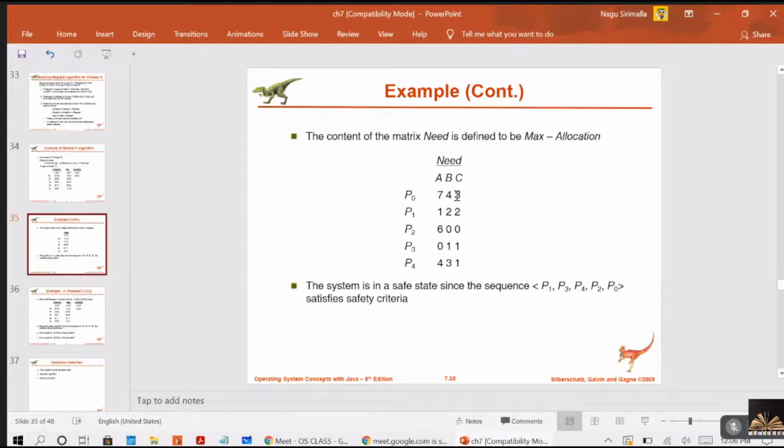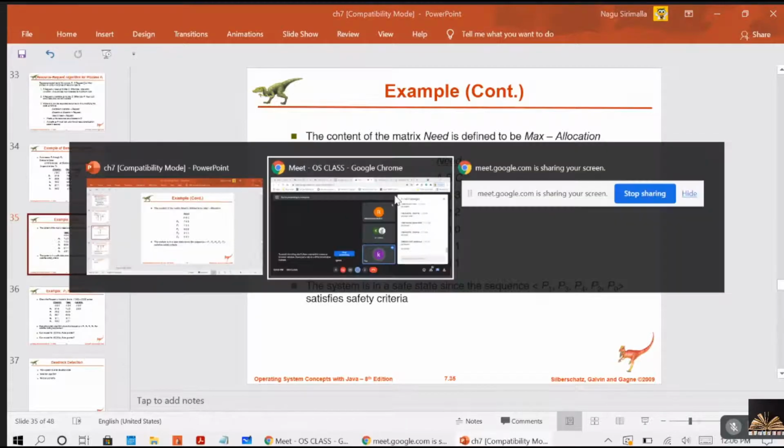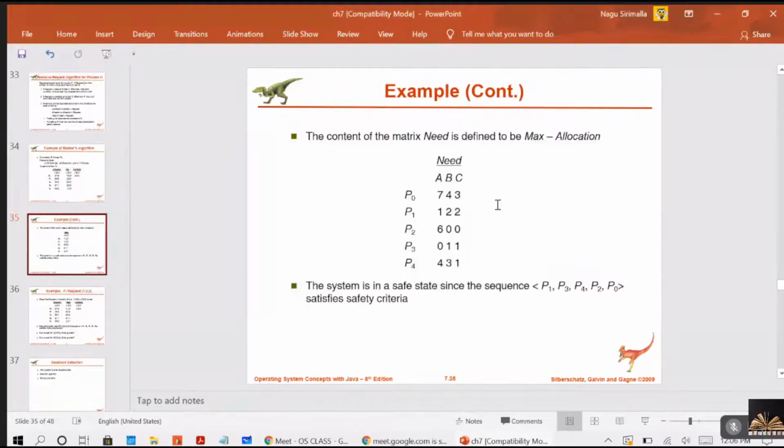You should understand this. P0 need is 743, but available resources are 332 only. Is it possible to give to this P0? No. Then what we do? Check for the next process. Is it possible to allocate to P1? 332 is available, need is 122. Possible? Yes. Now you allocate the resources to P1 first.